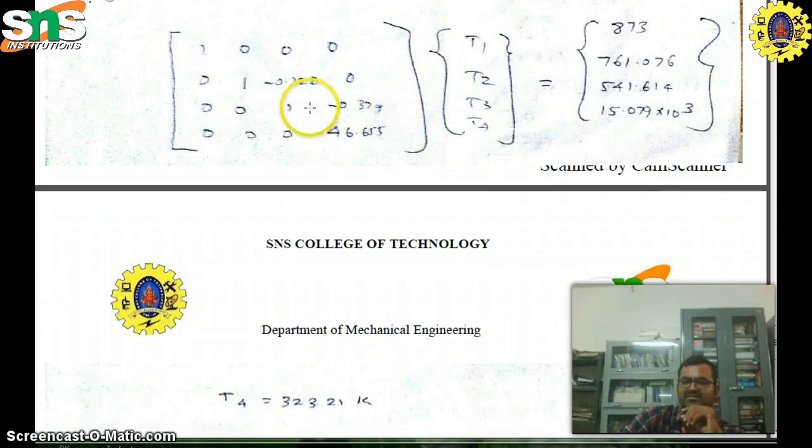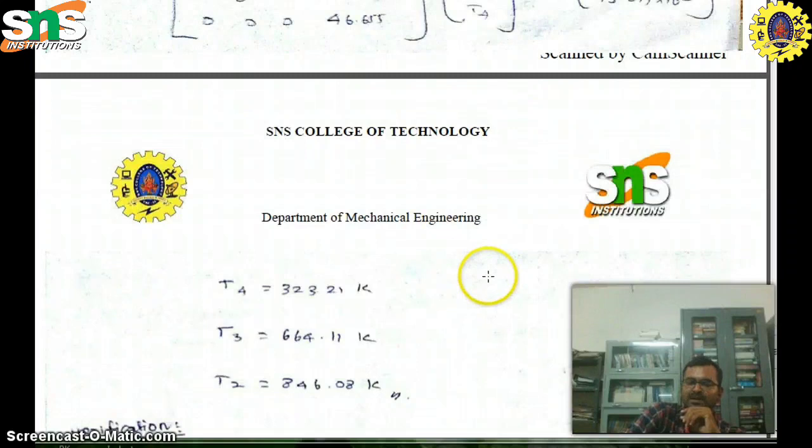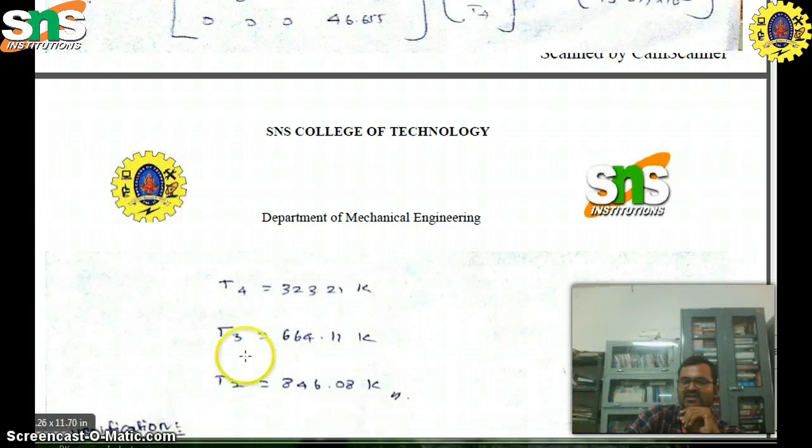The second equation will be T2 minus 0.379 T3 is equal to some value, and the next equation is T2 minus T3 equal to 0. We can solve these two equations. We will get the temperature values: T2 is equal to 846, T3 is equal to 664.11 Kelvin, and T4 is equal to 323 Kelvin. So initially we have conduction, after that it gradually decreases toward convection. So 873 gradually decreases to 323 Kelvin.